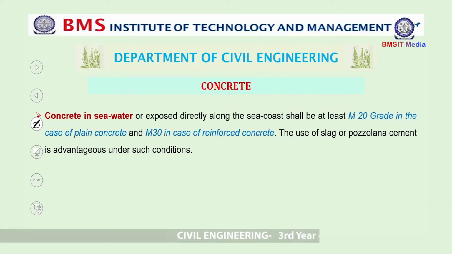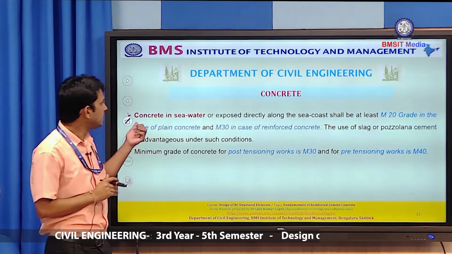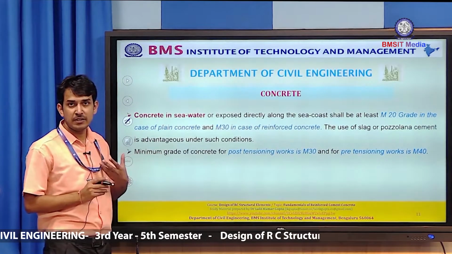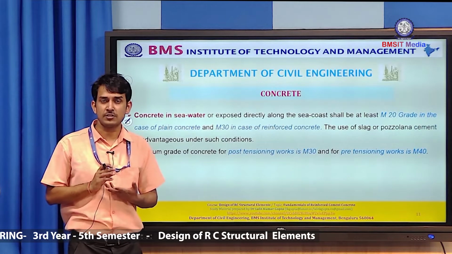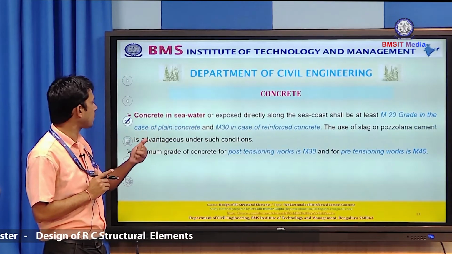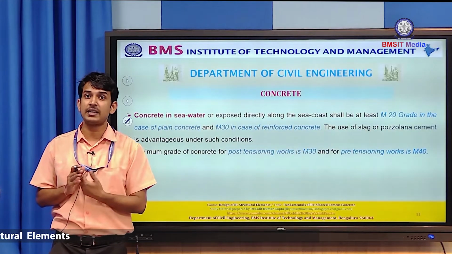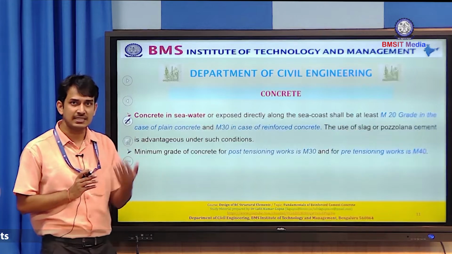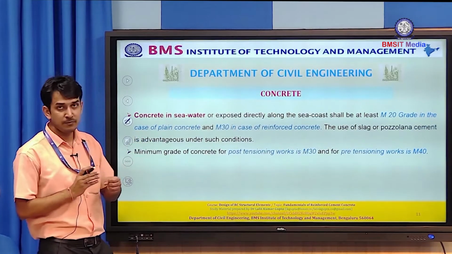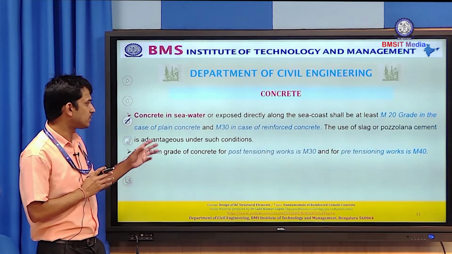Now, we have concreting in such severe conditions like sea water, in which we know various salts are present. So in that case IS 456 suggests that if we are going for plain concreting, then we have to use M20 grade. If we are going for RC concreting, then we have to use a minimum of M30 grade.